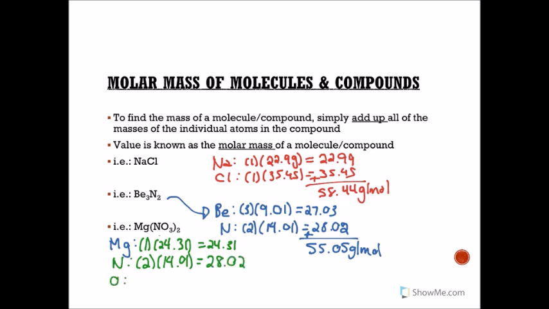And oxygen, we have 6 oxygens at 16.00. 6 times 16, 96. And we add all those up, so 96 plus 28.02 plus 24.31. We get a molar mass of 148.33 grams per mole. Remember, those units are important. Grams per mole.